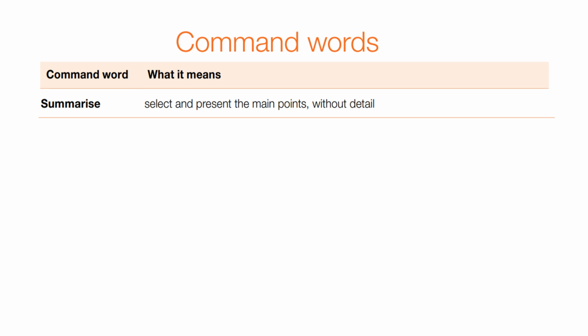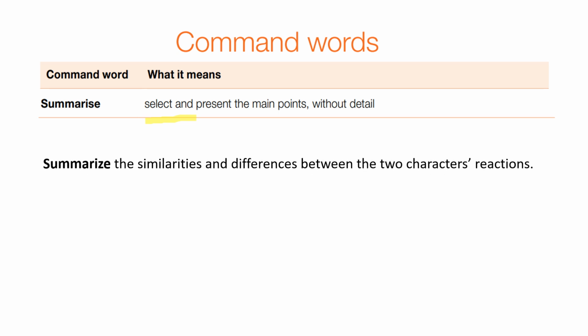Now, the last word in the list is summarize. We are quite familiar with summarize because we have a full comprehension section to summarize. So when it is to summarize, you have to select and present the main points without extra detail. Look at the question: summarize the similarities and differences between the two characters. So you are going to only pick the similarities and differences and then reproduce them. No extra information is required here.